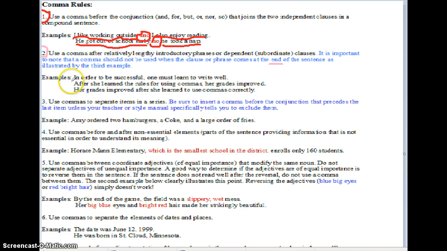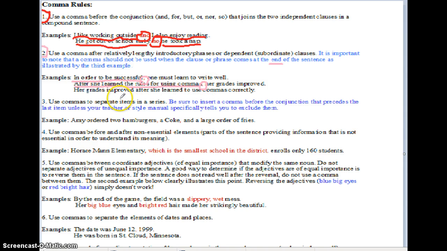Example number 1. In order to be successful, the introductory clause, comma, one must learn to write well. Sentence number 2. After she learned the rules for using commas, rather lengthy introductory clause, comma, her grades improved.